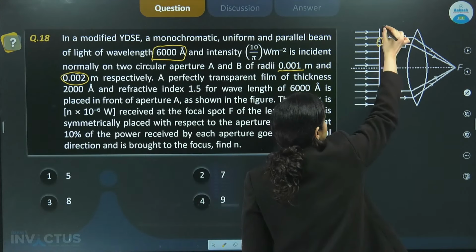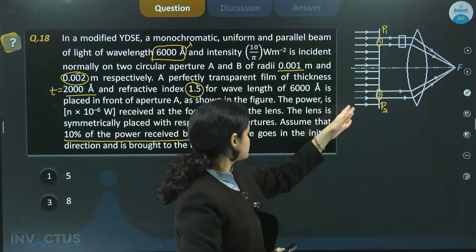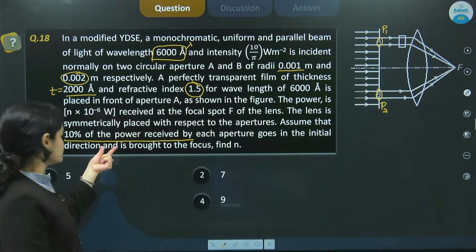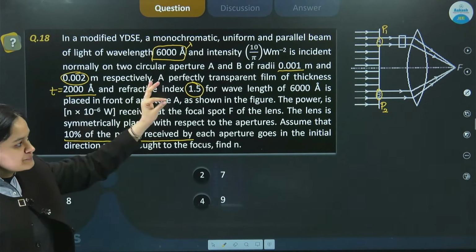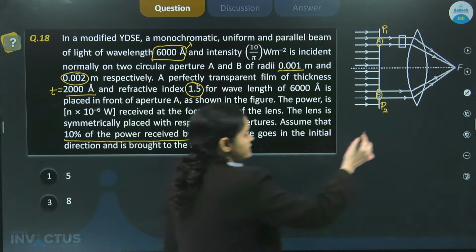Okay, now a perfectly transparent film of thickness T is given to us. Now lambda is already given to us, okay. Now refractive index mu is given to us, fine. Along with this, what are we supposed to find out? So see, there is one more thing. It's given only 10% of the power received by each aperture goes in the initial direction and is brought to focus, okay. That means only 10% is meeting at F. राइट तो हमें बताना है जो यहाँ पे P1 dash and P2 dash वो जब meet कर रहे हैं तो we have to see the net power which is actually meeting at F and giving you the resultant power.